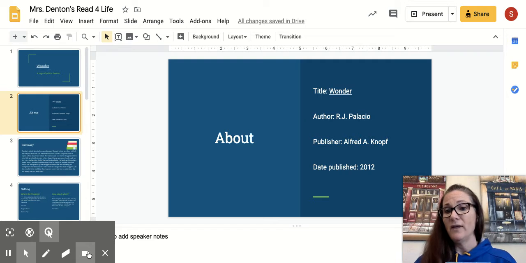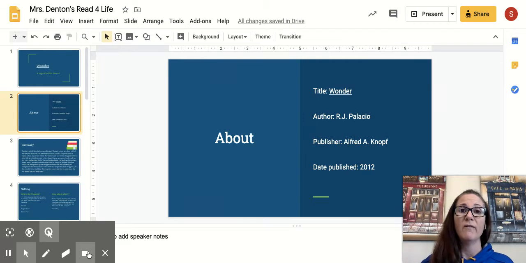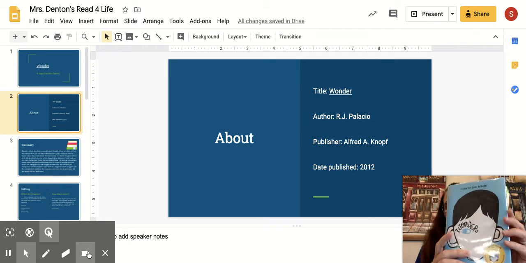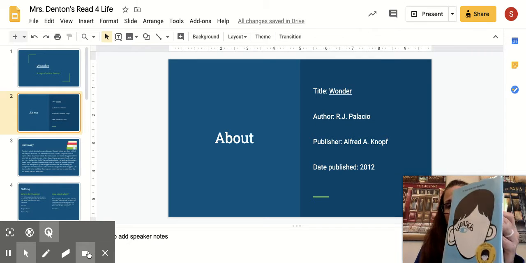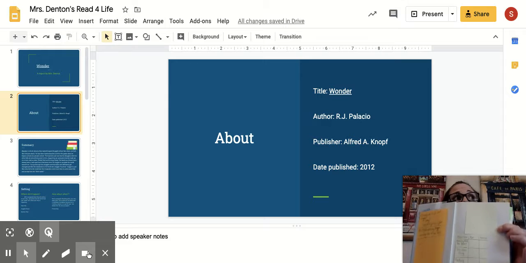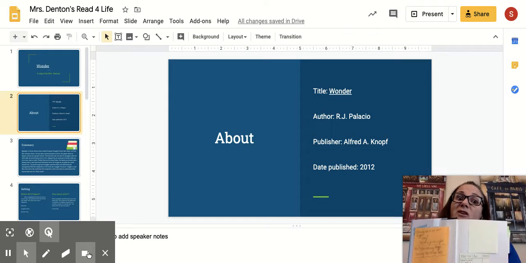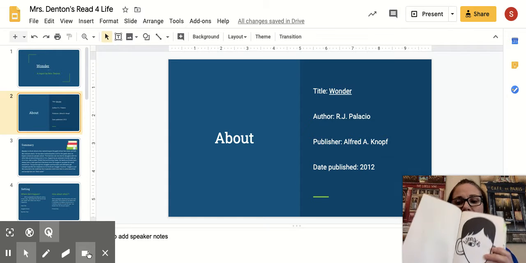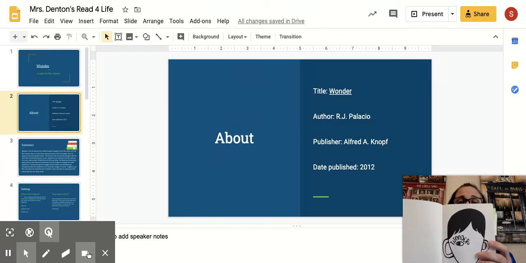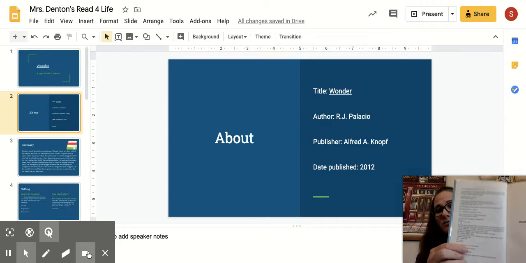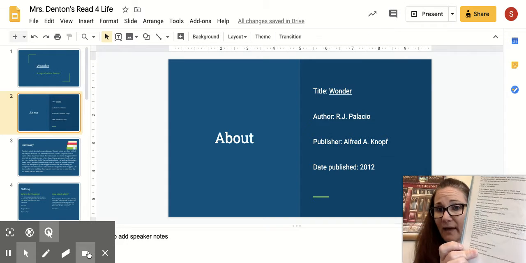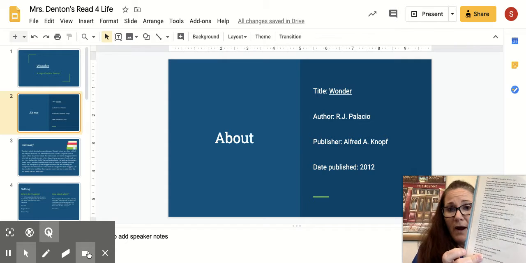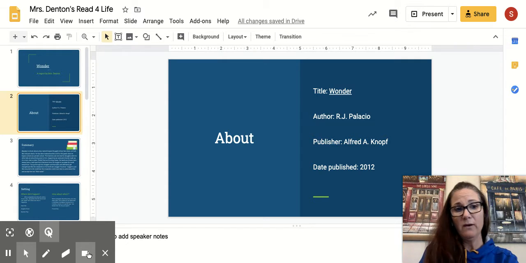Now, I know that some of you were struggling with finding where your book was published, so I wanted to give an example. In the book Wonder, when I turn the cover, I get blank pages, and then the next page is our title page. Right behind the title page is where you'll find the publication page, also known as the copyright page. That's where you will find who published your book and when it was published.